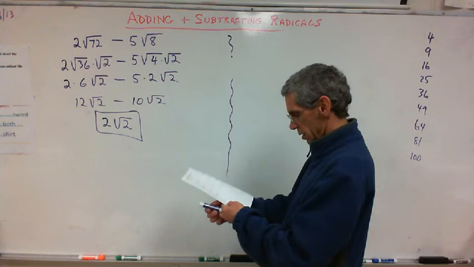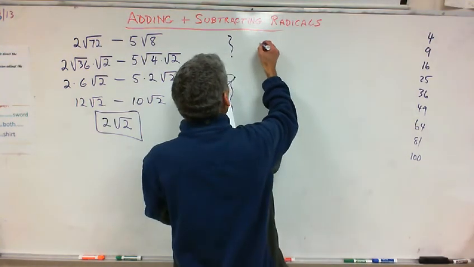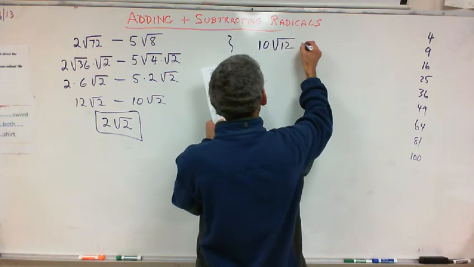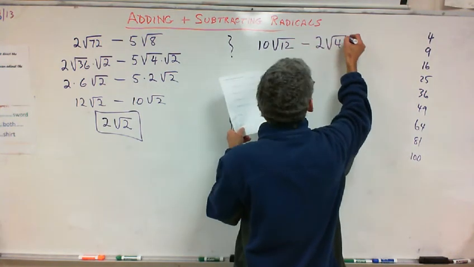Which one did I miss? Okay. All right. We'll do another one like that. 10 square root of 12. Am I going too fast? No. 2 square root of 48. Okay.